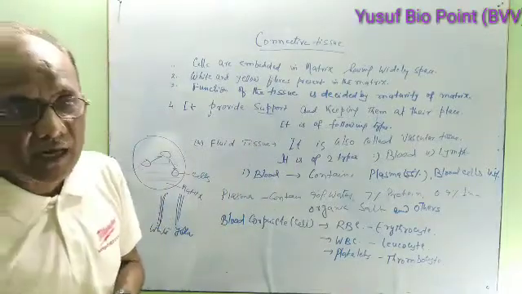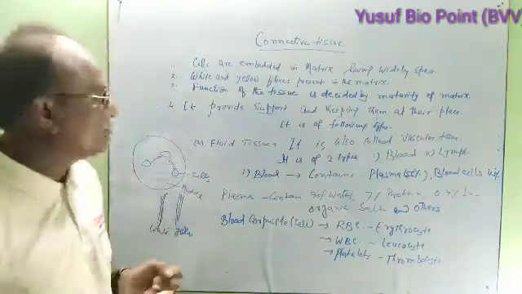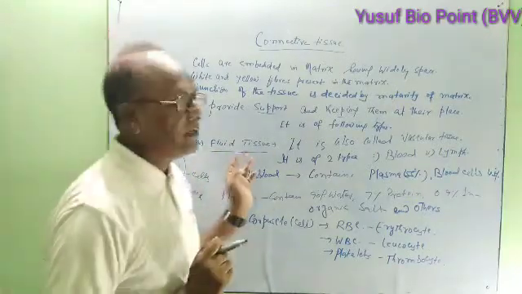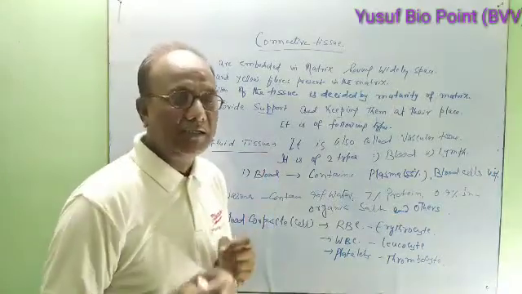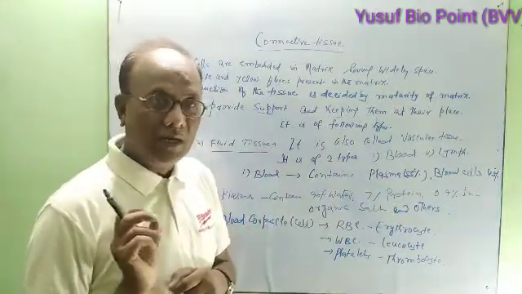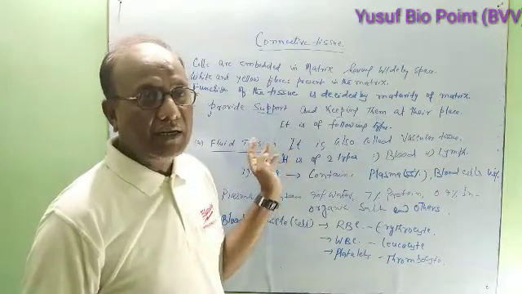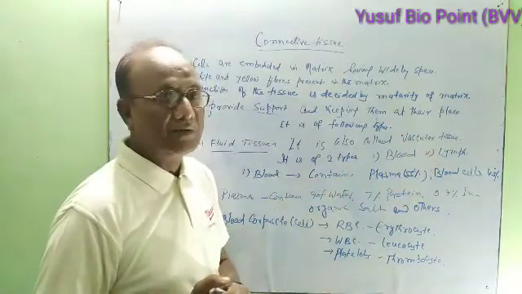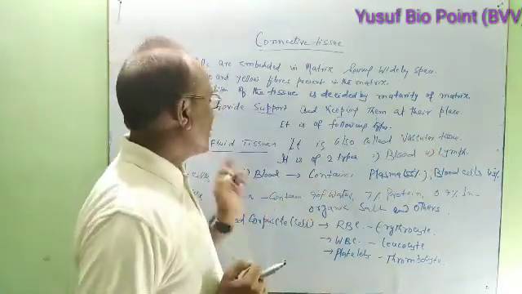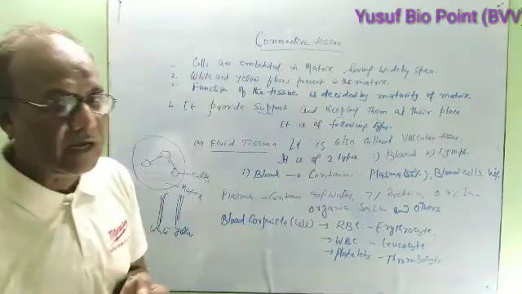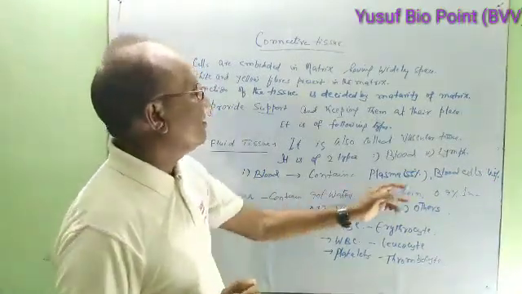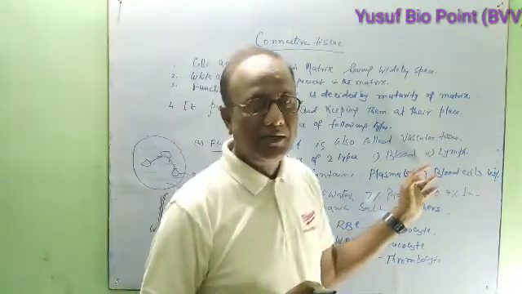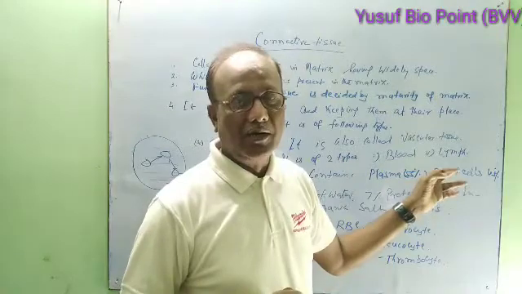Now the different types of connective tissue. The first one is fluid connective tissue. Fluid connective tissue is found in liquid form, and that's why it helps in transportation, so it is also known as vascular tissue. This fluid tissue is of two types: one is blood and the second is lymph. दो तरह के होते हैं, एक blood और एक lymph.